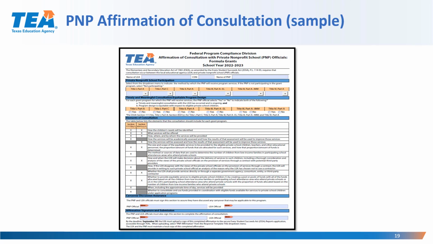This is an example of an affirmation of consultation form that an LEA and a private school would go through as far as the elements of consultation and being able to have a discussion regarding any possible carryover, as well as signing from both parties that they agree with the affirmation of consultation topics. The deadline to submit this affirmation form, again, is September 30th.